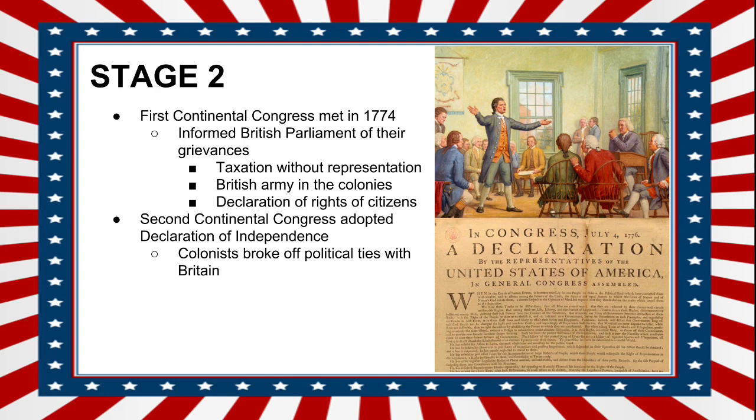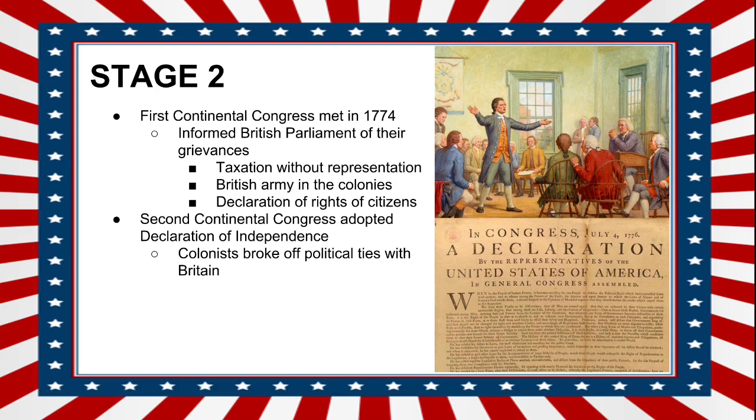The American colonists held the First Continental Congress in 1774. During this meeting, the colonists informed Parliament of their grievances. Some things that were addressed included their anger on the taxes that they had to pay, and the constant watch that they had to bear from the British Army. They were mostly angered at the taxes because they were taxed without having representation in Parliament. The colonists wanted more rights as citizens.